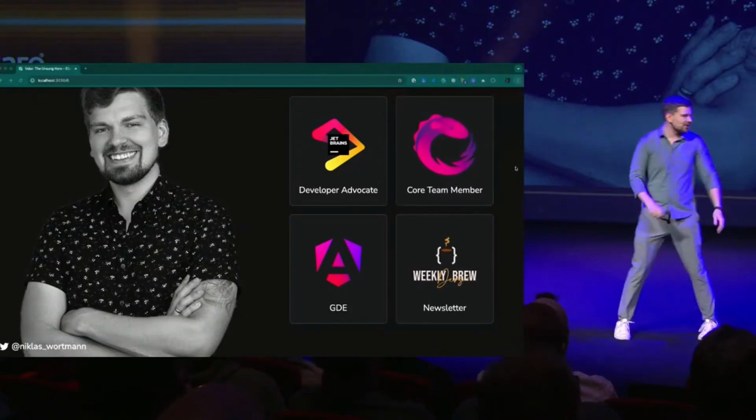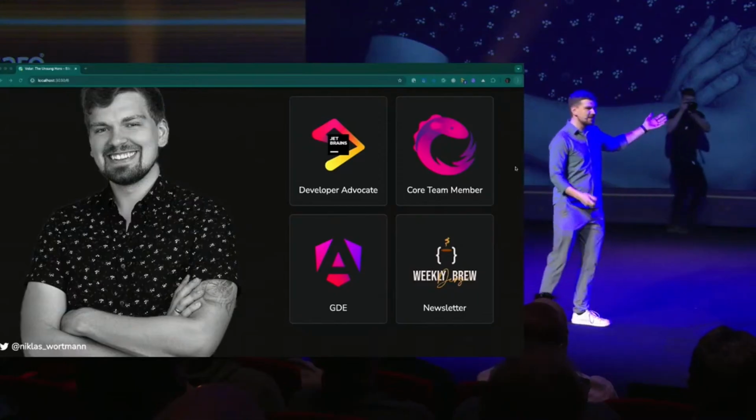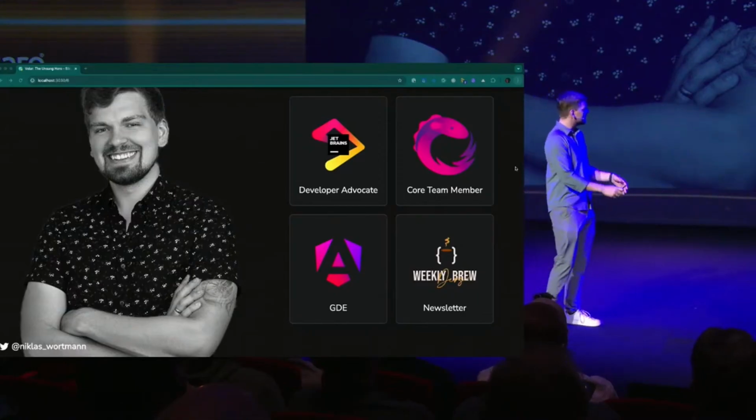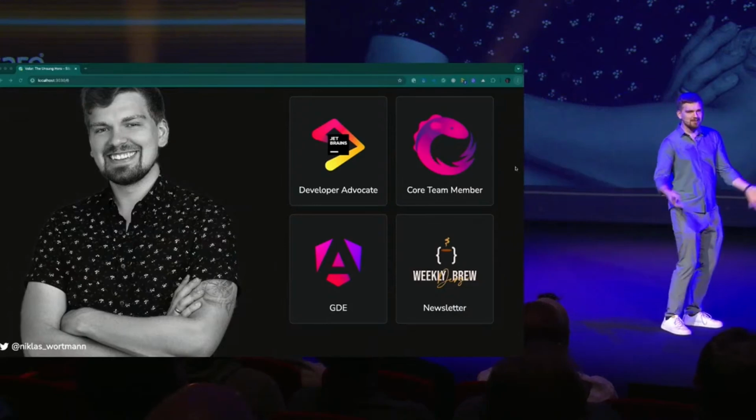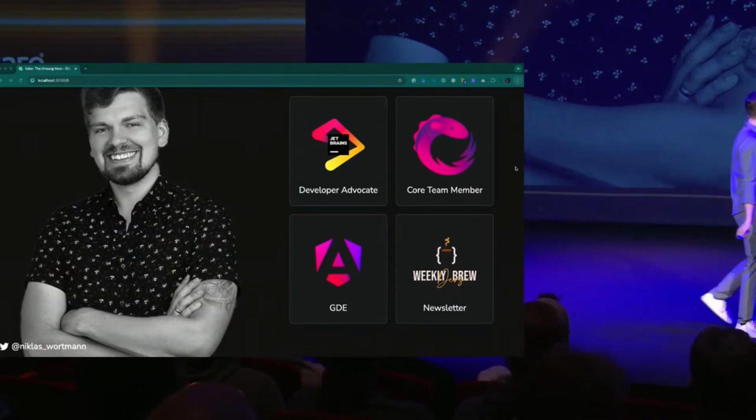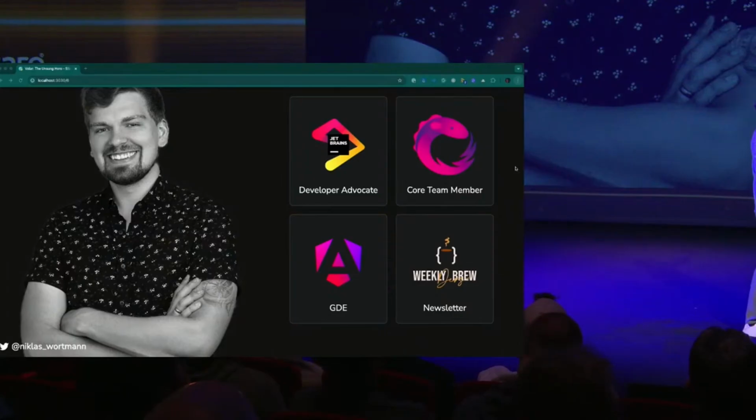I'm also a member of the RxJS core team. I'm an Angular GDE. I just snuck into this conference. And I'm also running a newsletter, the Weekly Dev Brew. I maybe have a thing for coffee if you don't know that, so we can talk about that too if you want, but let's stick with Volar for now. Or not.